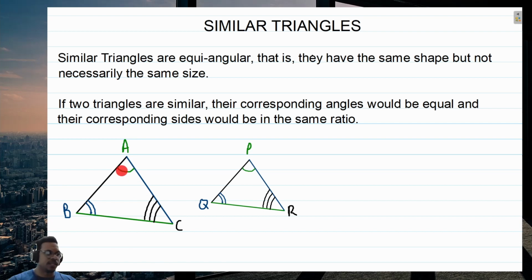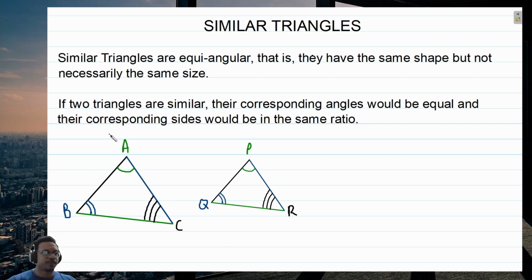We are seeing angle A in green, with one line, is the same size as angle P with one line. Then we have angle B with the double lines, is the same size as angle Q with the double lines. And then we have angle C with the triple lines, would be the same size as angle R with the triple lines. So therefore these two triangles are equiangular, meaning the corresponding angles are equal to each other. And you can clearly see that one triangle is bigger than the other one. Hence they are similar triangles.